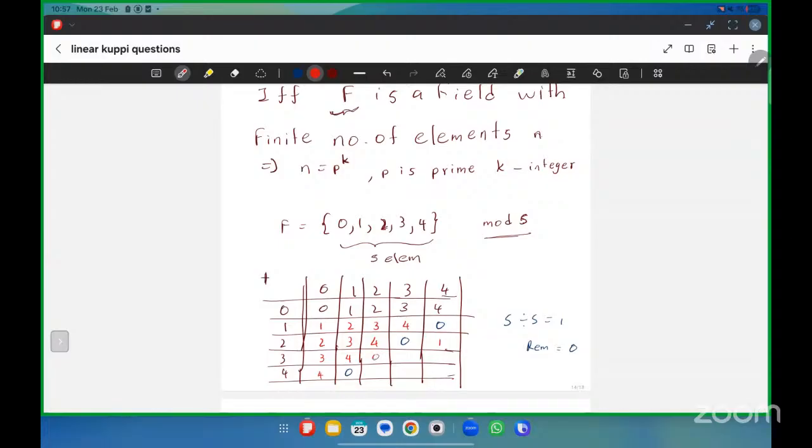It is 0 here. 3 plus 3 is 6, so if we divide by 5, the remainder is 1. And here 2, 1, 2, 3. You can fill it like this. So this is a finite set with the plus operation.